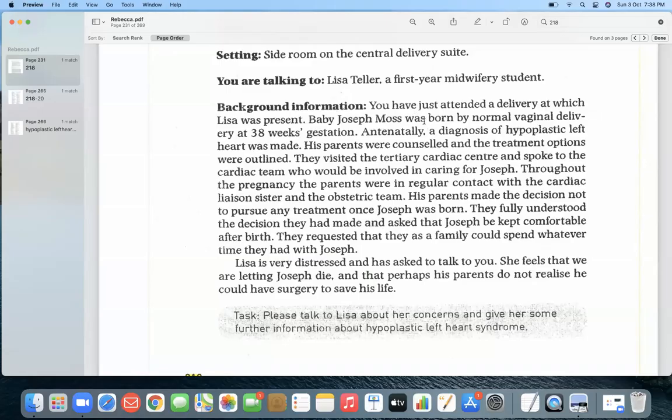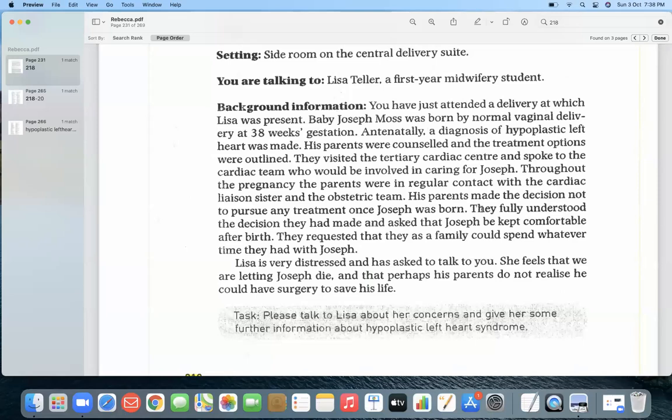Background information: you have just attended a delivery at which Lisa was present. Baby Joseph was born by normal vaginal delivery at 38 weeks gestation. Antenatally, a diagnosis of hypoplastic left heart was made. His parents were counseled and treatment options were outlined. They visited the tertiary cardiac center and spoke to the cardiac team who would be involved in caring for Joseph. Throughout the pregnancy, the parents were in regular contact with the cardiac liaison sister and the obstetric team.